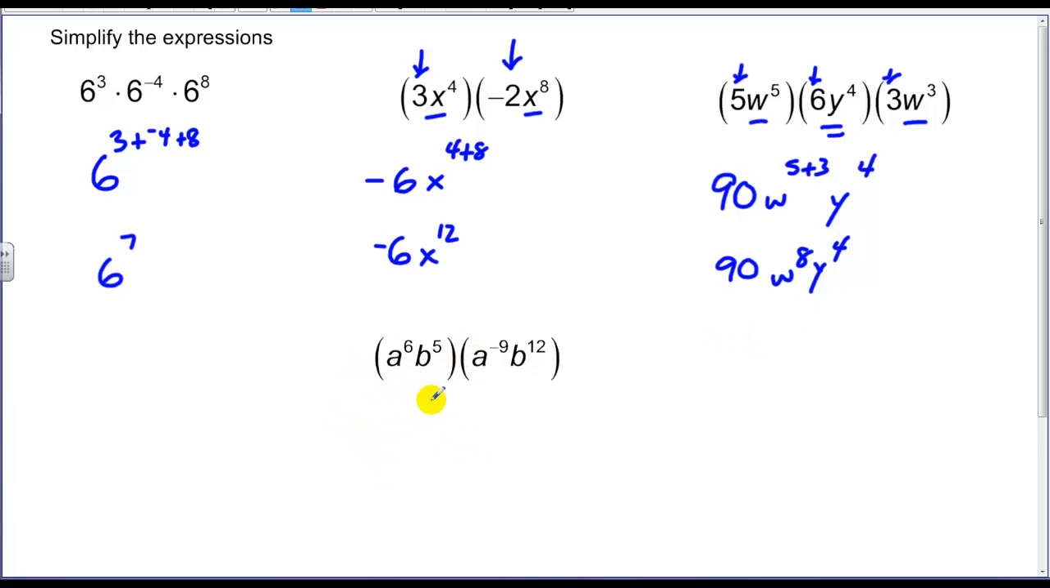Finally, we have this situation. Here's a, b. I take and add the exponents. So I have a to the -3rd, because 6 plus -9 is -3, and b to the 17th. Later, we'll find out what goes on with these negative exponents. That's clearly not a monomial because that exponent is negative, but it is a solution.